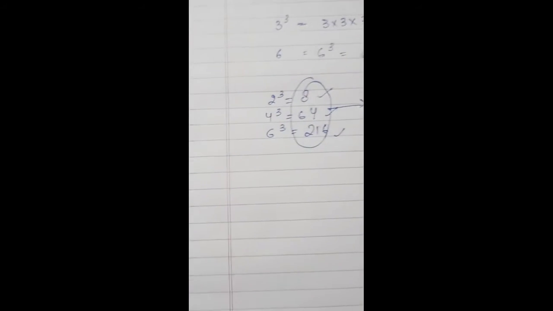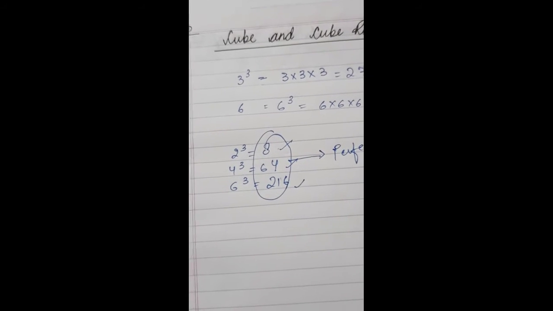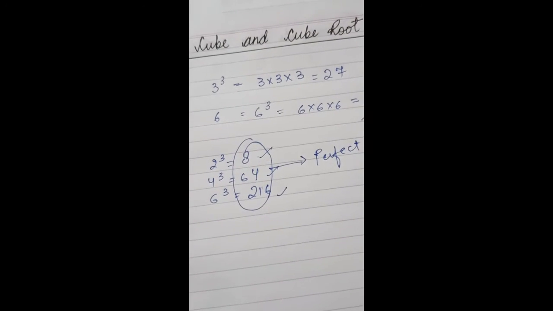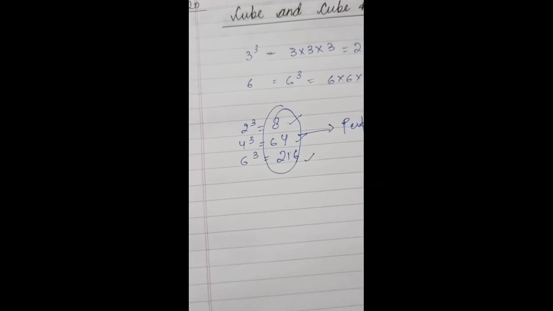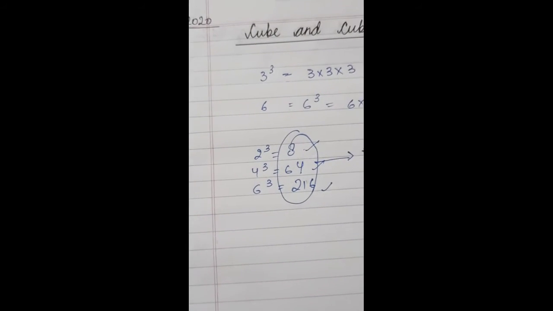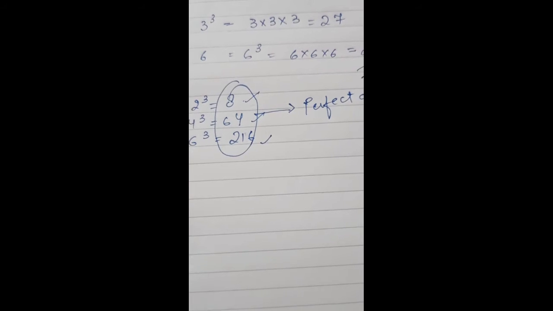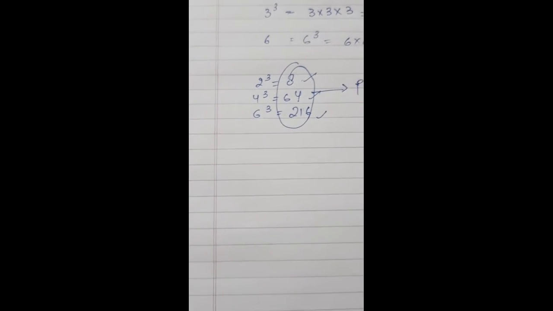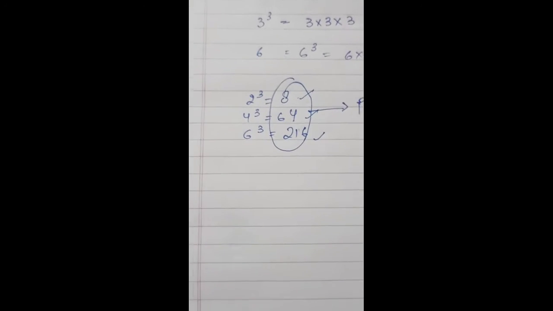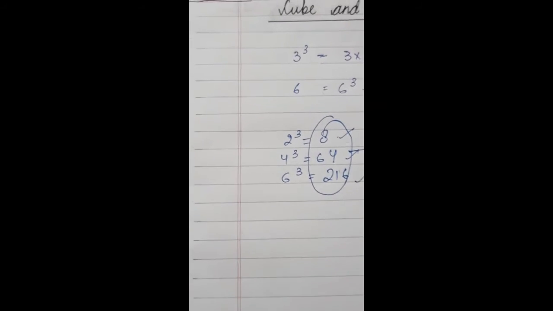The table is given on page number 83. You have to learn the cubes of the first 20 natural numbers. So the table is given on page number 83. Okay.